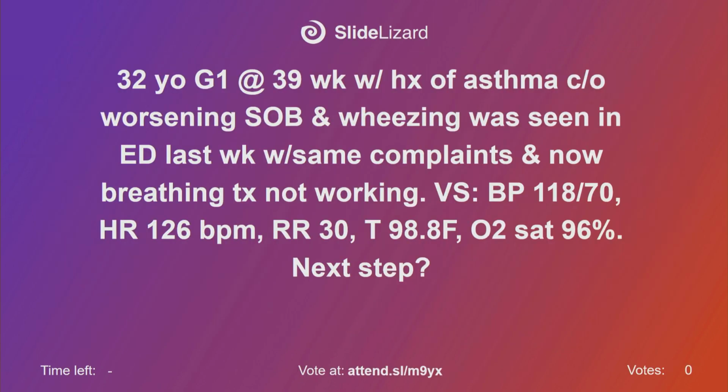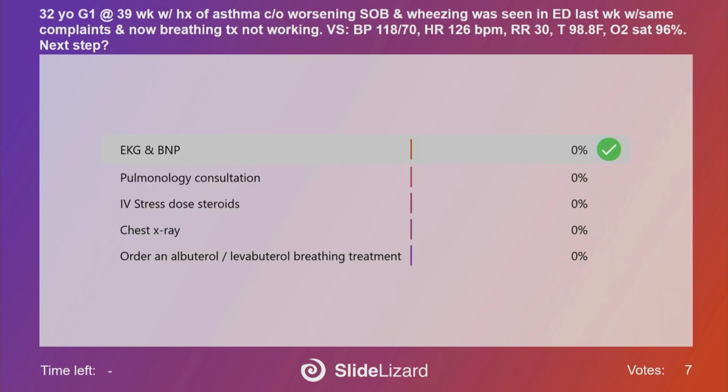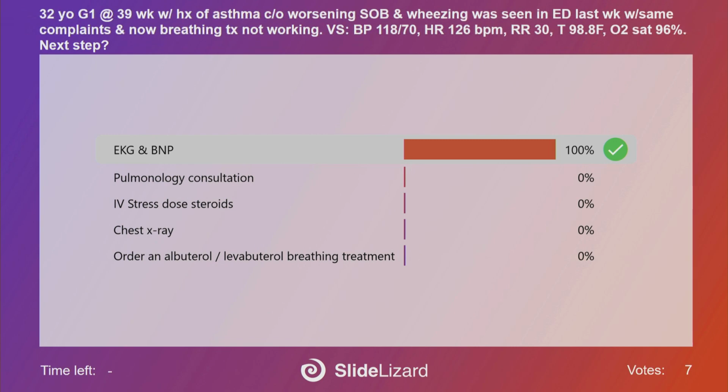So this is the same patient coming back a week later, now complaining that her breathing treatments at home are not working. She's normotensive, her heart rate's 126, respiration is 30, temp is normal, O2 sats are 96. What's the next step? Okay, so now we would do the EKG and BNP to evaluate cardiac function because it's asthma that is not responsive to treatment that we would normally do.